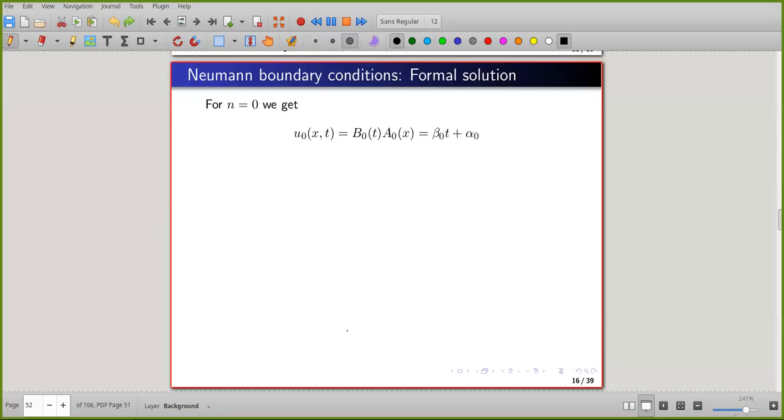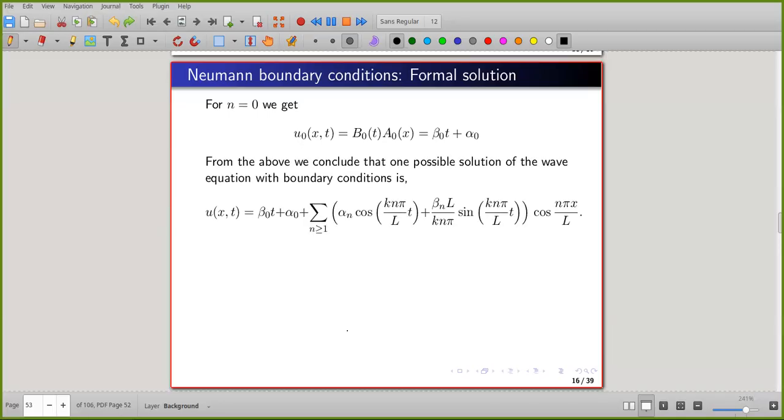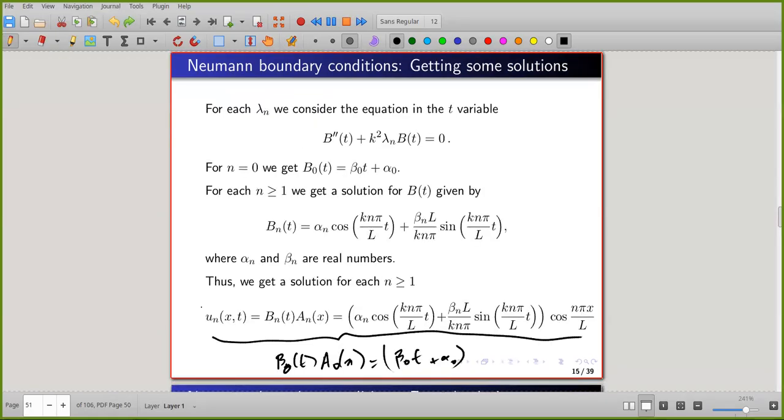Okay, I've written it here. From the above, we conclude that one possible solution of the wave equation is the... So we are going to put together all these. We are going to look for a solution of the type u(x,t) equal to the summation over n greater than or equal to 0 of u_n(x,t).